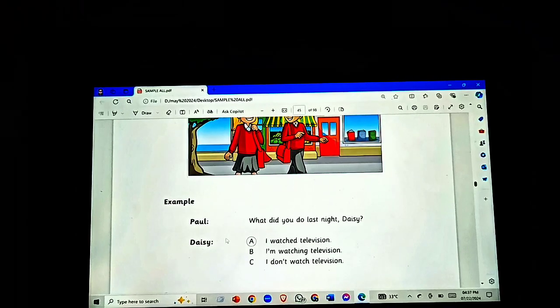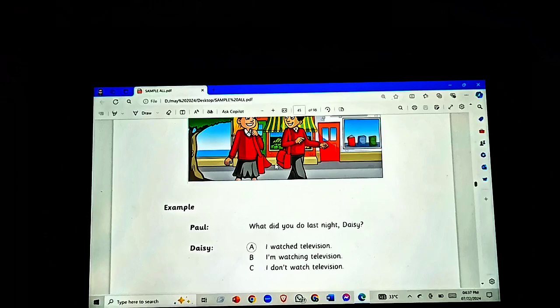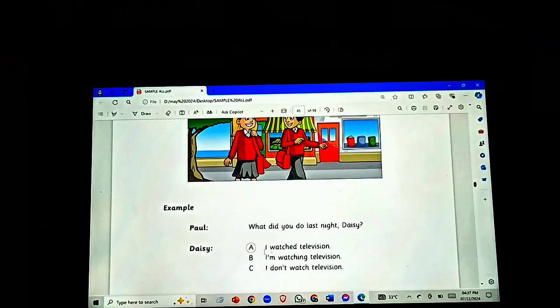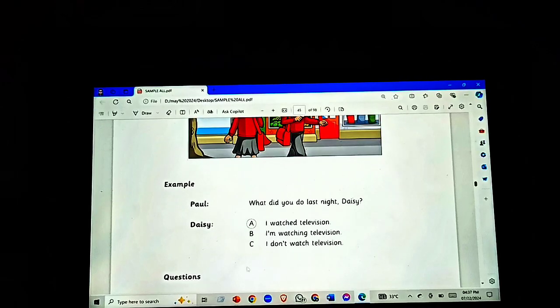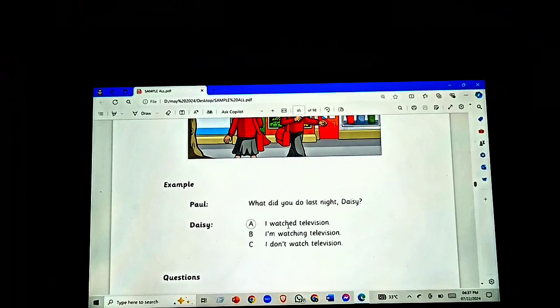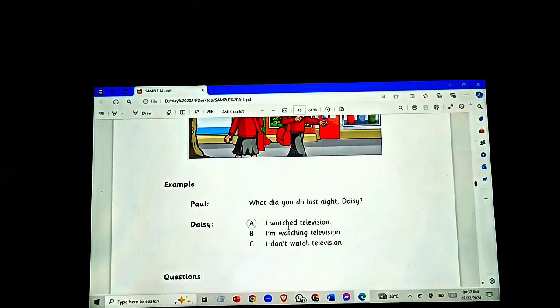Now the example: the name of the boy is Paul and the name of the girl is Daisy. Paul is saying, what did you do last night, Daisy? And Daisy gave her best response: I watched television. Why is this the correct answer? Because last night indicates a past activity, and in these options only option A indicates a past activity. So the answer will be option A.